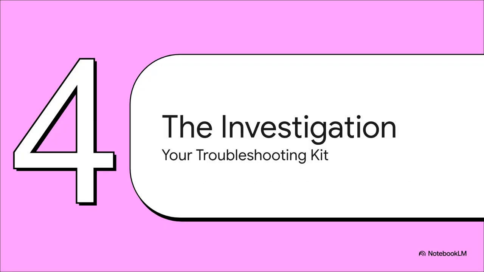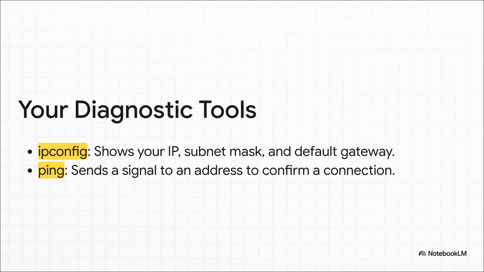Okay, theory time is over. We now have our three main clues: the IP address, the subnet mask, and the default gateway. With just this information, we can go from being confused to being prepared. We can build our own troubleshooting toolkit to solve that network crisis we talked about. And your toolkit has two super powerful but really simple tools. First is ipconfig. Just typing that into a command prompt is like pulling out your ID card. It immediately shows you your current IP address, your subnet mask, and your default gateway. Your address, your neighborhood, and your exit door.